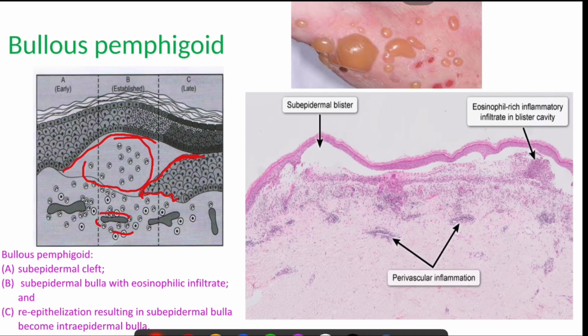So here you can identify the epidermis and this dermis, both are separated because of this subepidermal cleft. This is the blister, and here is an eosinophil-rich infiltrate, and here it is perivascular inflammation. So this is bullous pemphigoid.